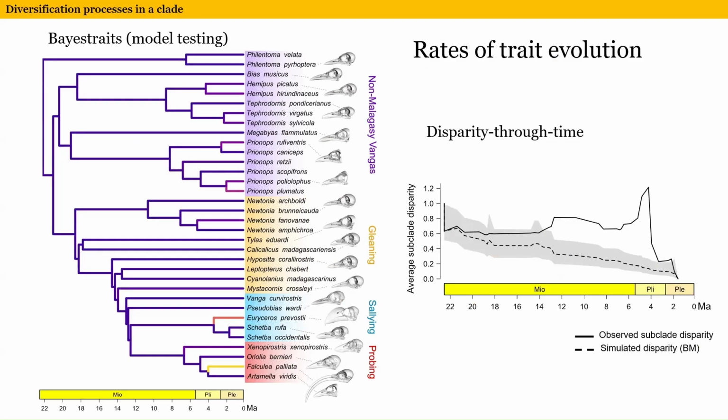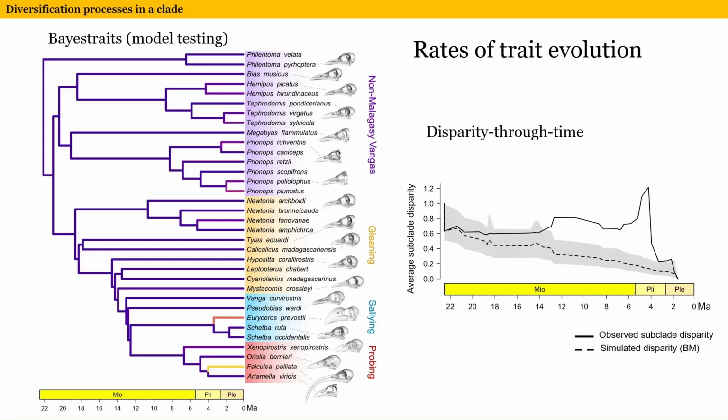So then I looked at rates of trait evolution, the other part of my question here. On the left, I'm showing you a phylogeny. At the top, we have the non-Malagasy Vangas, and then we have the Malagasy Vangas, with these colors showing the different foraging categories. And I used software called phase traits to test different models of evolution. And then on the right, I'm showing you this disparity through time plot. Basically, the gray is showing our null expectation of how disparity, shape diversity, would accumulate over time. And the black line is showing us what we actually observe in this group.